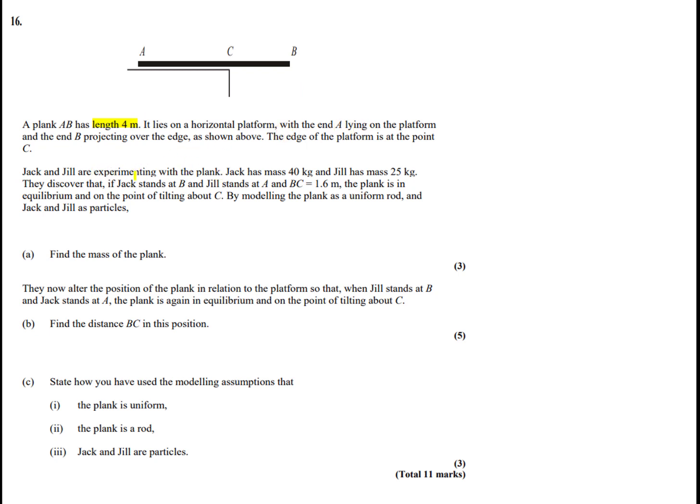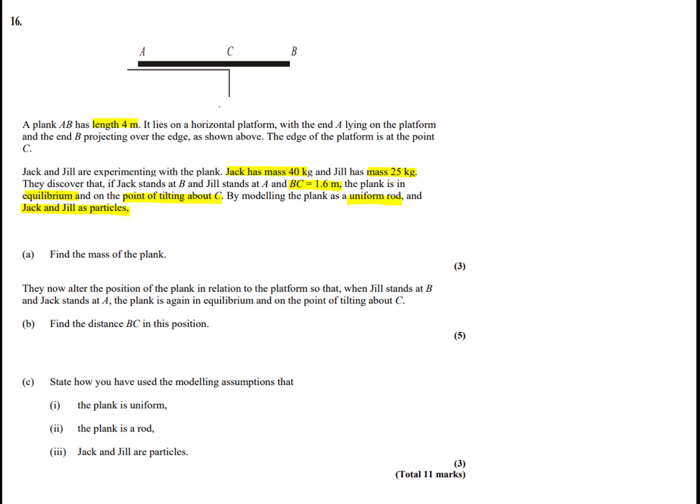Jack and Jill are playing with the plank, and Jack has mass 40, Jill has mass 25. Do make sure you label the numbers correctly, because I have made mistakes in the past where I just put the wrong number down for some reason. BC equals 1.6 meters, plank is in equilibrium, Jack and Jill are particles, and the plank is uniform. On the point of tilting means the moment clockwise and anti-clockwise are going to equal. So let's now fill in those details.